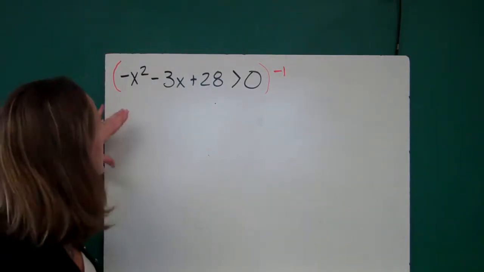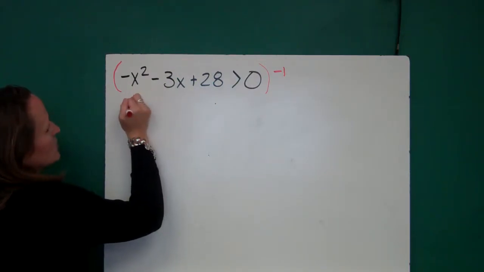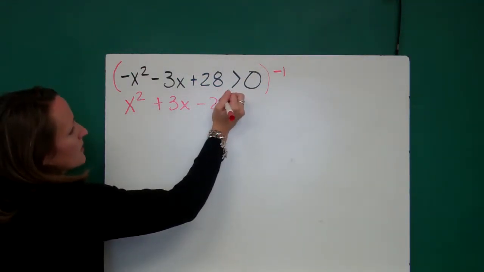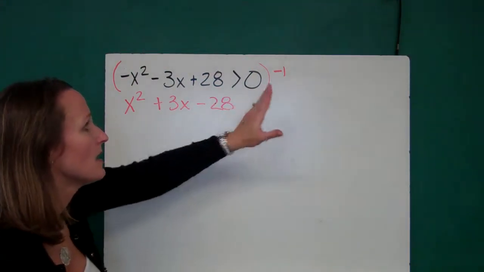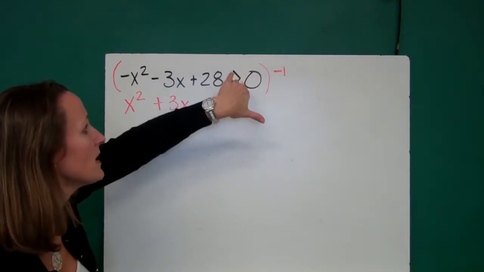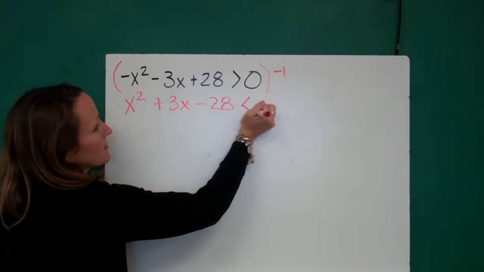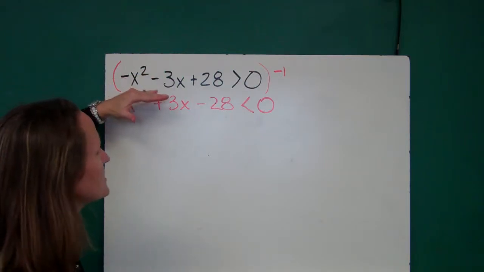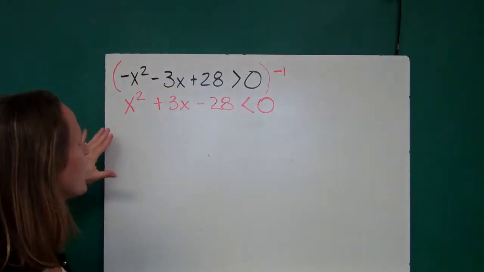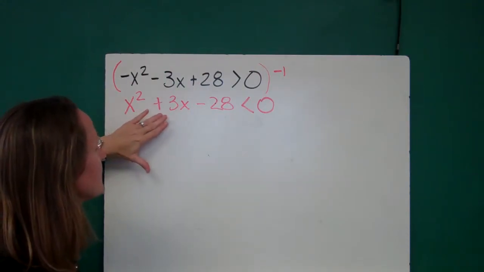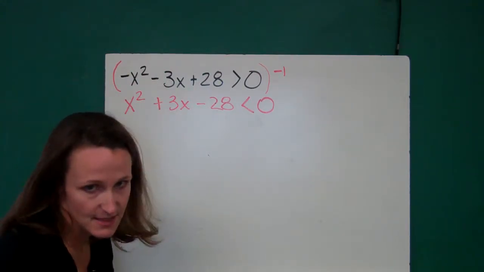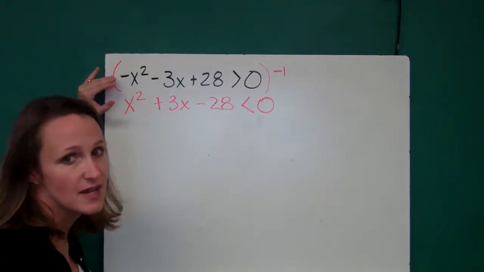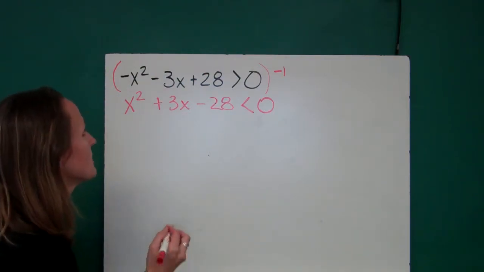And what that does is it gets rid of this negative, and it's going to change the sign of everything in our equation. And now keep in mind, when you're dealing with an inequality, if you multiply or divide by a negative, you have to flip this sign. So now, instead of negative x squared minus 3x plus 28 is greater than 0, our new inequality is x squared plus 3x minus 28 is less than 0. All of that changed because I multiplied by a negative 1 to get rid of the negative in front of my x squared.